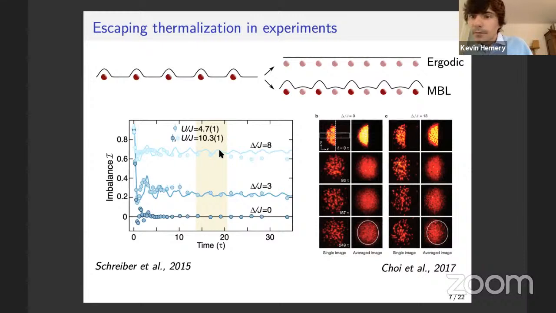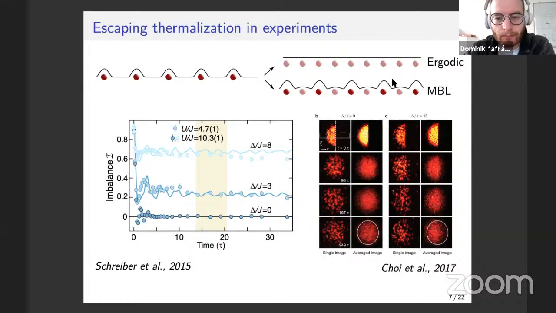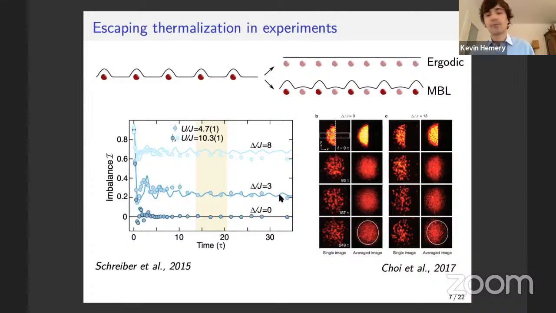Yes, please. I see there is a question. Yes, I have two questions actually. One is, how do you make sure that you didn't just not wait long enough? Maybe if you waited longer, it would reach equilibrium. So the question is whether this is really the long time limit or just pre-thermalization behavior.